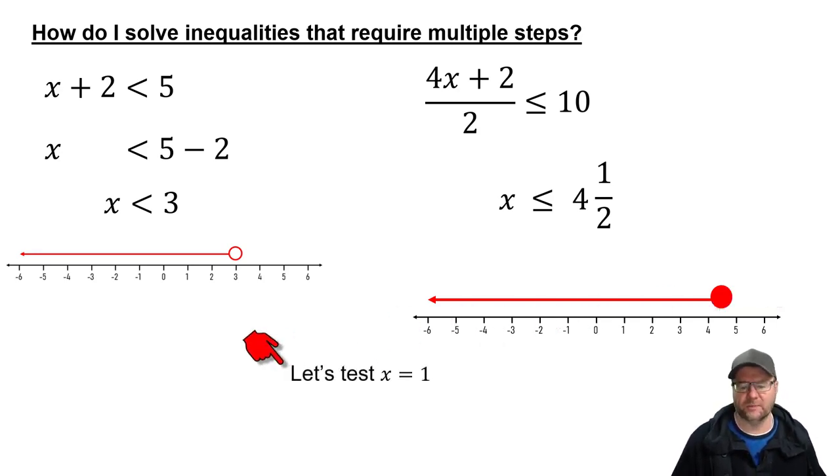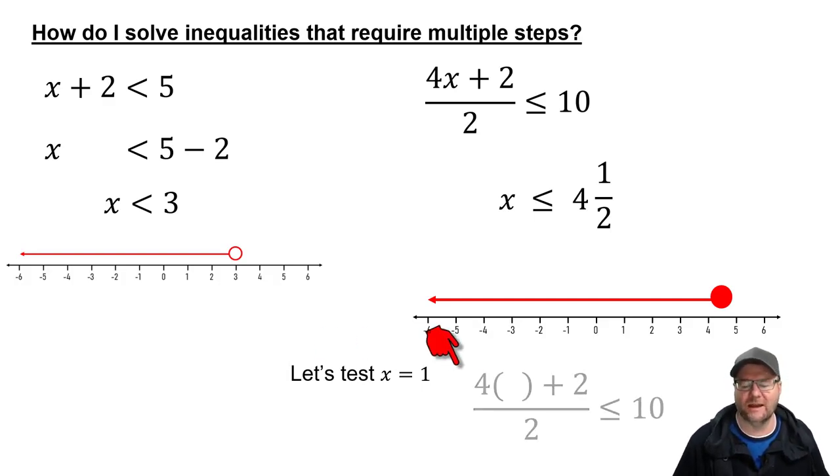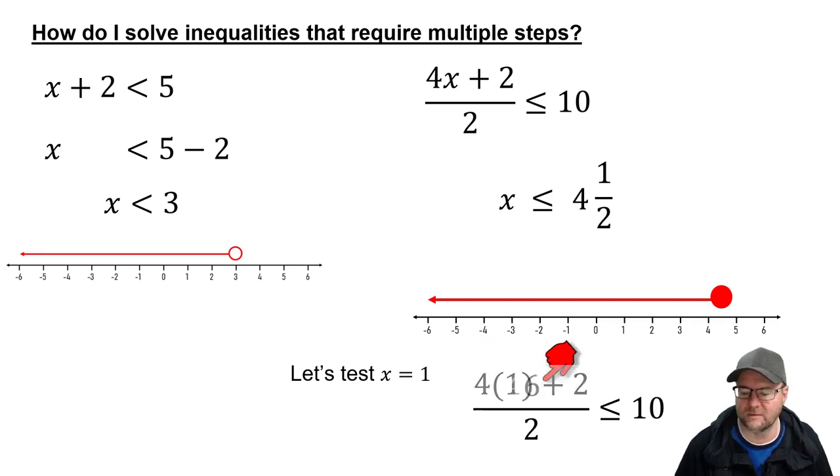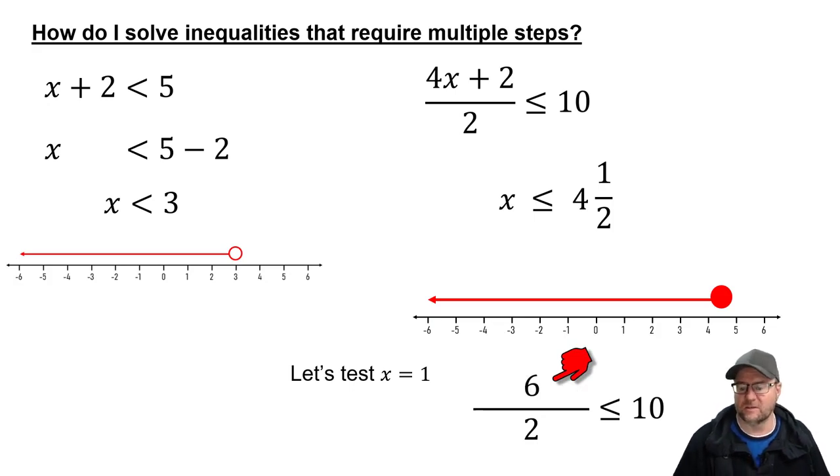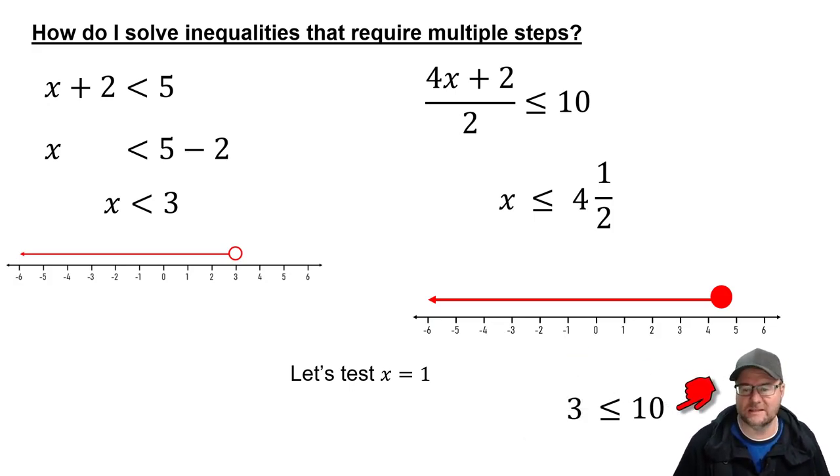So let's actually check. Let's test the value of x equals 1. If I was to substitute that into my inequality, I'm going to put a bracket where the x was, and put 1 in there. So now I've got 4 times 1 plus 2. Well, that simplifies to 6. And 6 divided by 2 simplifies to 3. Is 3 less than or equal to 10? Yes, it is. And it's good. I can see that the point x equals 1 is shown in my set of solutions according to my diagram. So all looks good.